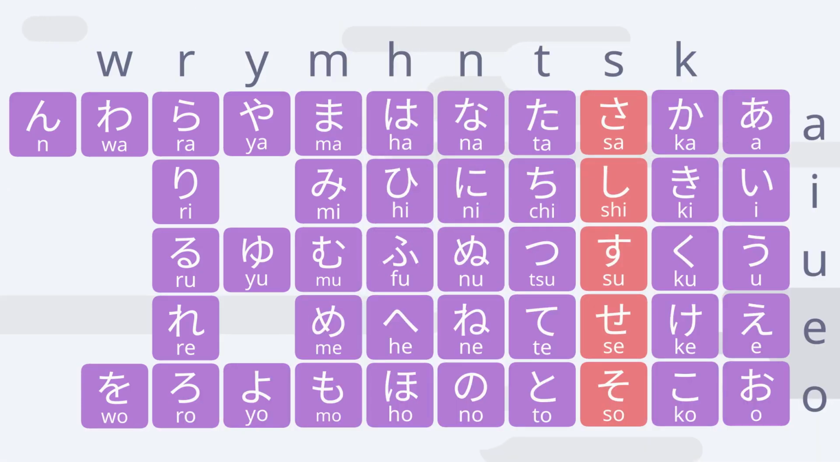We learned the characters sa, shi, su, se, so. In the next lesson, we'll go over the Dakuten variation za, ji, zu, ze, zo.